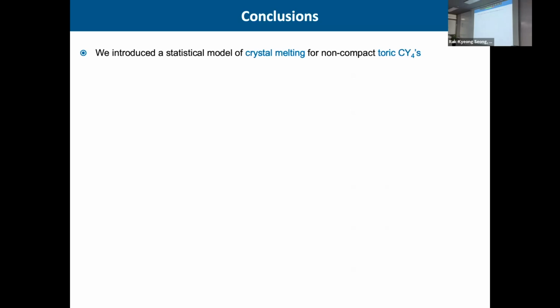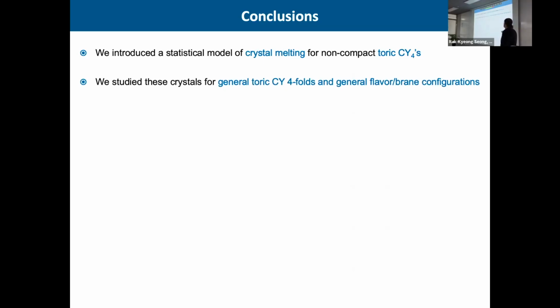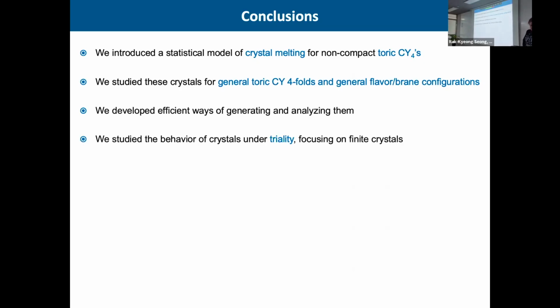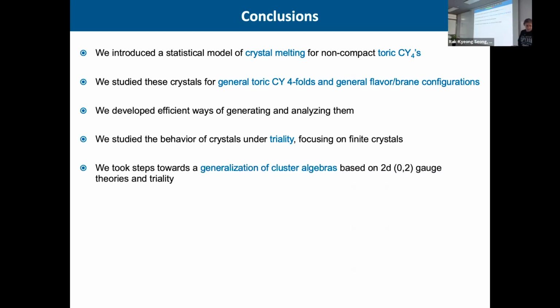So let's go to the conclusions. We introduced a statistical model of crystal melting for non-compact toric Calabi-Yau fourfolds. I showed you some studies of the crystals that come out of them for general flavors, brane configurations, if you want. I developed some efficient ways of generating and analyzing these crystals. That's not trivial in its own right. We studied the behavior of the crystals under triality, focusing in this talk on the case of finite crystals.